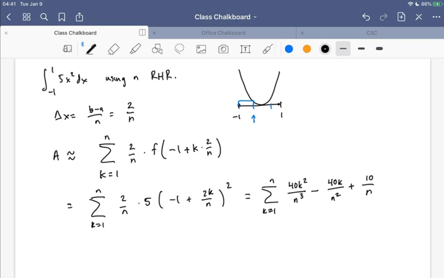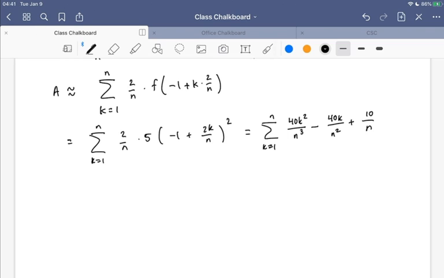Right. I'm being lazy here just for the sake of time. Okay, so now what we have to do is simplify each of those three expressions using summation rules to basically get rid of the sigma. Okay, so let me rewrite this one more time. I'm going to rewrite it like this. So the first term was 40k squared over n cubed.